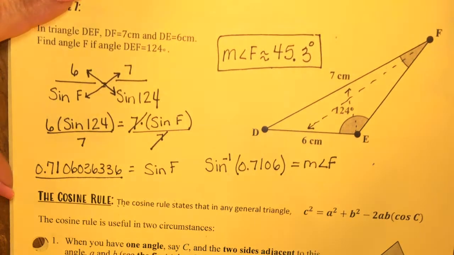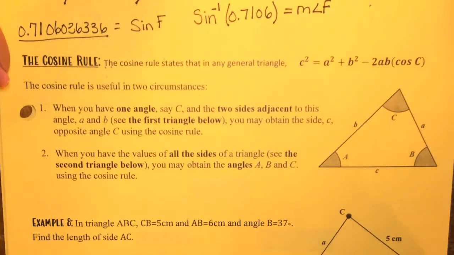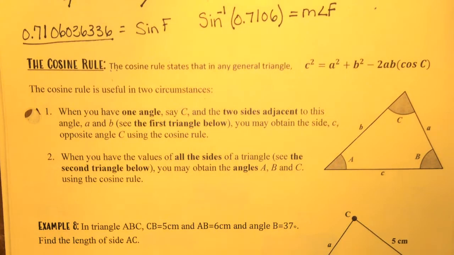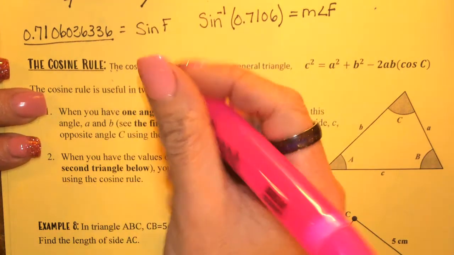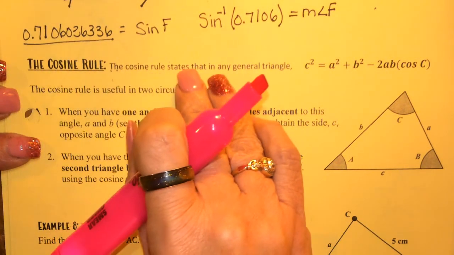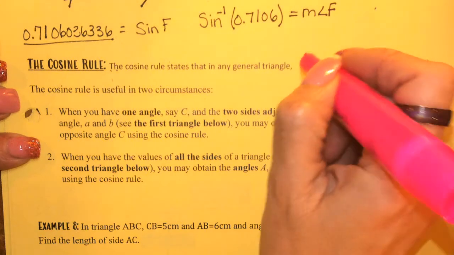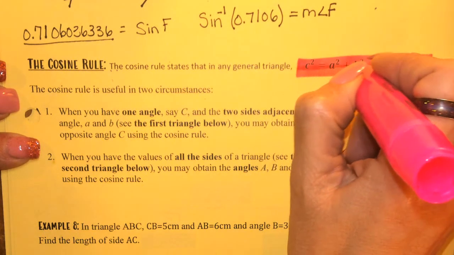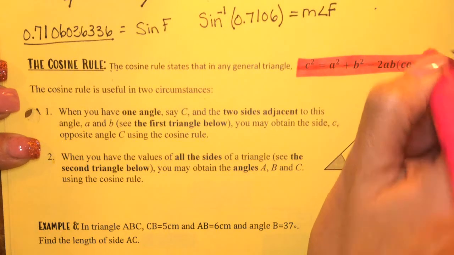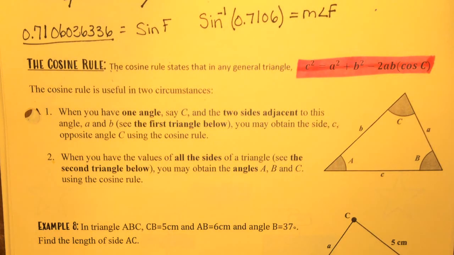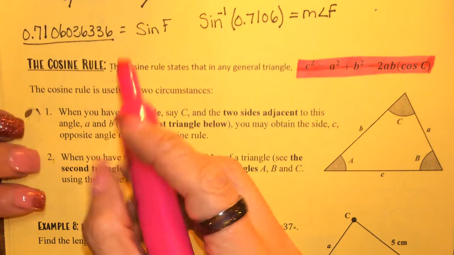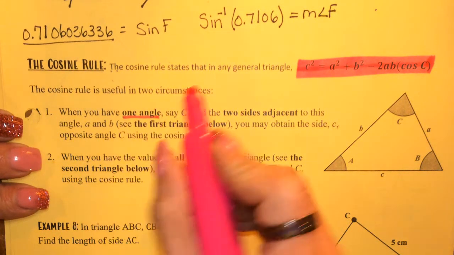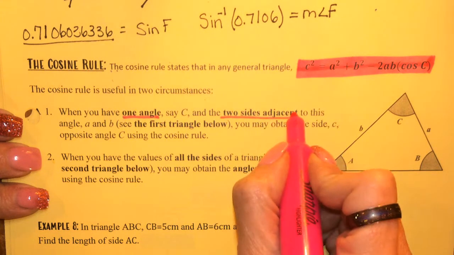So now we have the cosine rule. So let's take a look at the cosine rule. You can already see, oh my goodness, that's a whole lot different. The cosine rule states that in any general triangle, again, these are not right triangles, which means it's going to work for everything. The cosine rule is useful in 2 circumstances. You know one angle and 2 adjacent sides.